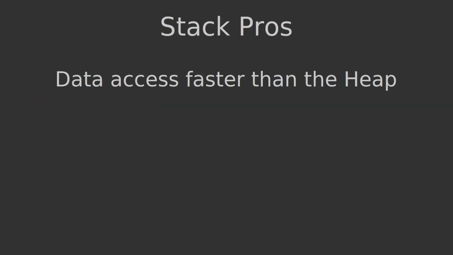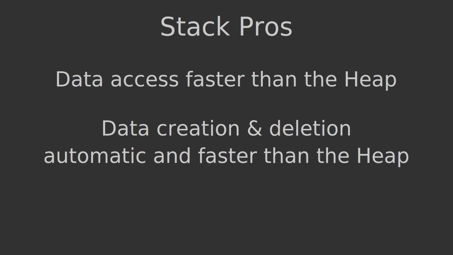Firstly, access to stack data is faster than heap data. This is because the compiler has all the information it needs to keep track of the locations of stack variables at runtime, and so can generate instructions that directly access these. Secondly, allocation and deallocation are automatic and fast. Each requires only a single CPU instruction at runtime, since the CPU has built-in support for the stack in the form of stack registers and stack instructions.